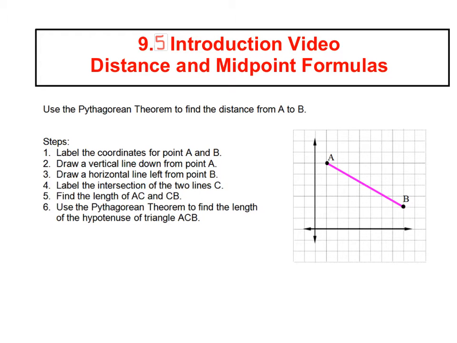Alright, in lesson 9.5, we are going to work on our distance and midpoint formulas. But because we just did the Pythagorean theorem, we're going to first go through how you can use the Pythagorean theorem to find the distance between 2 points on a line. So, here are the steps we're going to follow. Step 1, label the coordinates for point A and point B.